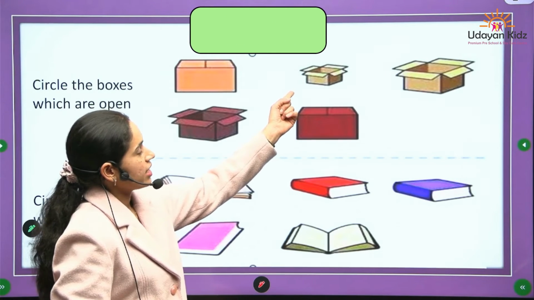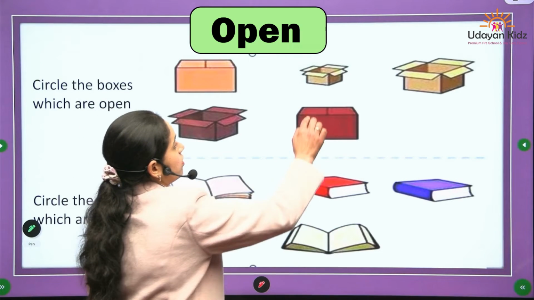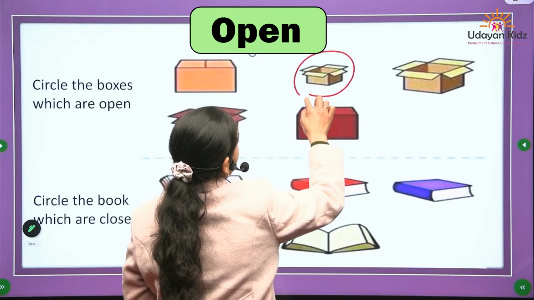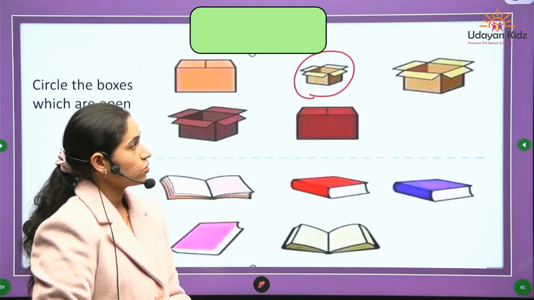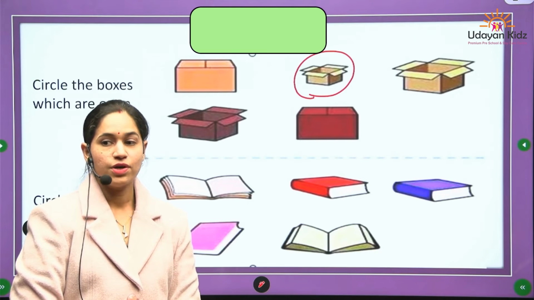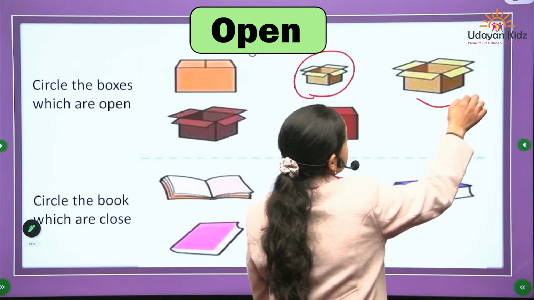And tell me, is this second box open or close? Open. So, we will circle this box. Okay. Now, is the third box open or close? Open. Yes. So, we will circle this box.